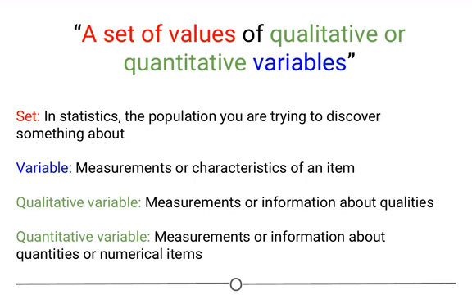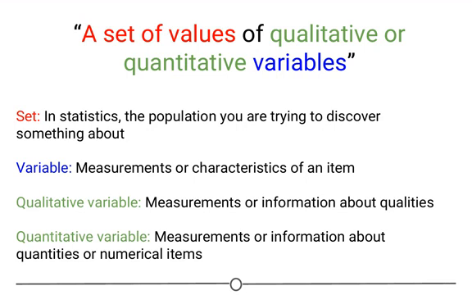To have data, you need a set of items to measure from. In statistics, this set of items is often called the population. The set as a whole is what you're trying to discover something about. The next thing to focus on is variables. Variables are measurements or characteristics of an item. Finally, we have both qualitative and quantitative variables.